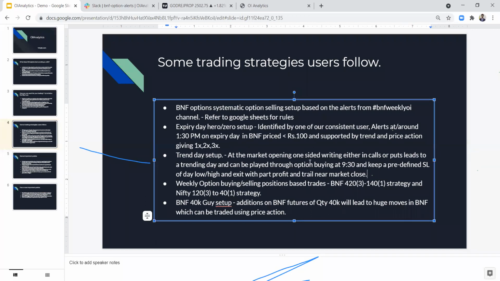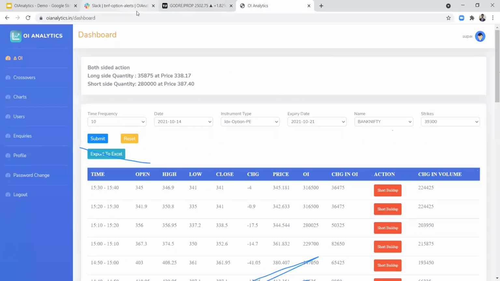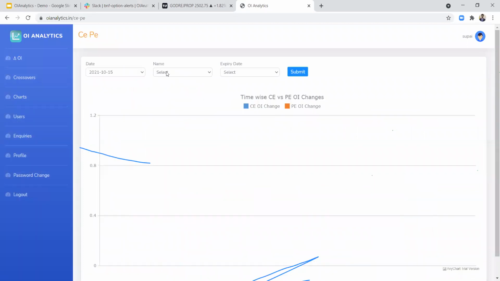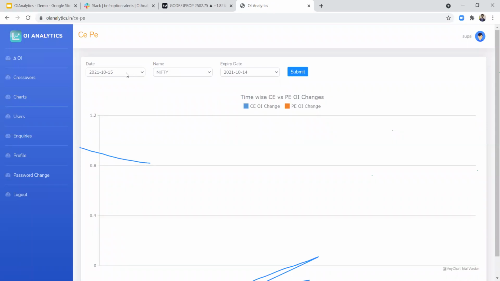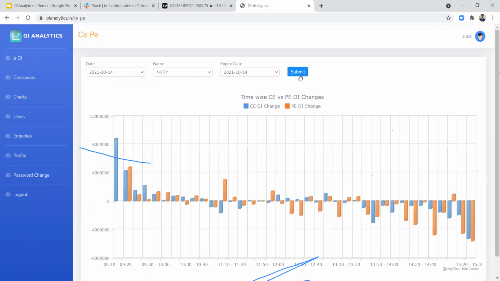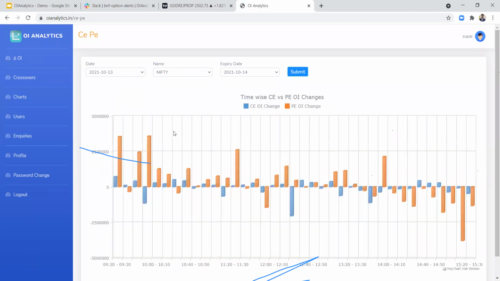And the third strategy is from the trend day setup. So trend day setup is nothing but, if you see C versus P charts. So very early in the day, you will notice that one-sided writing takes off in either Nifty or Bank Nifty. So that you can see as an imbalance over here, like any day which is a trending day, you can see as an imbalance over here.